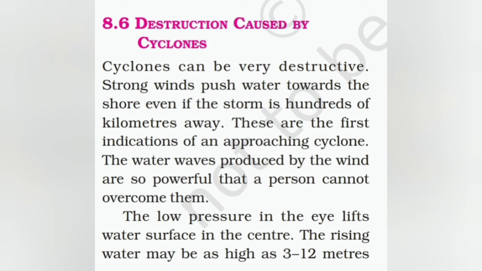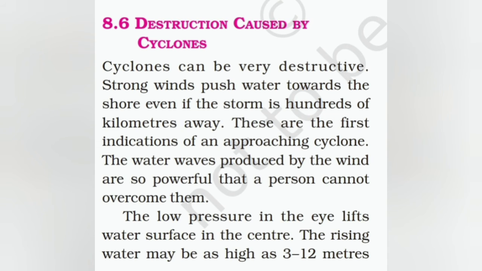8.6 Destruction caused by cyclones. Cyclones can be very destructive. Strong winds push water towards the shore even if the storm is hundreds of kilometers away. These are the first indications of an approaching cyclone. The water waves produced by the wind are so powerful that a person cannot overcome them.